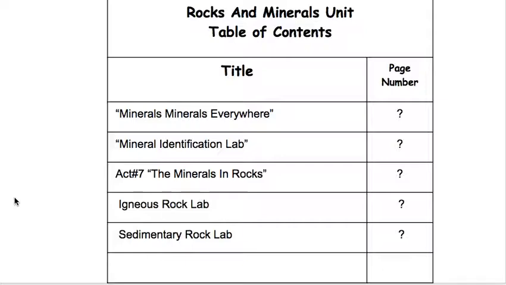Next is your table of contents. So your table of contents should look like this currently. We've done 5 things in the Sedimentary Rock Lab. Again, your page numbers are going to be different for everybody.